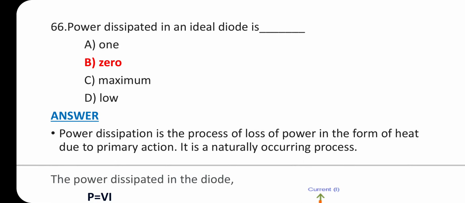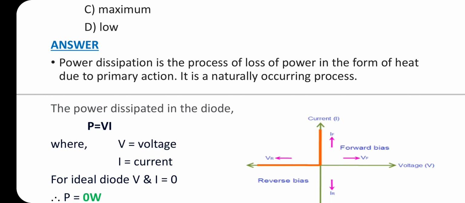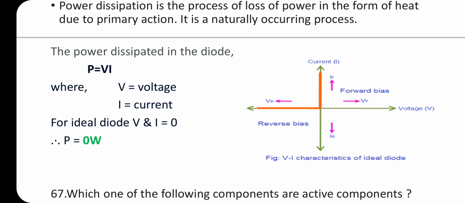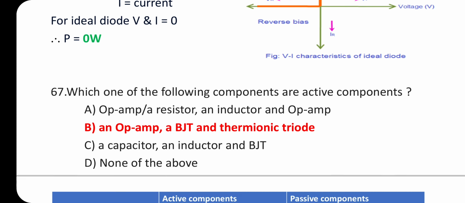66. Power dissipated in an ideal diode is, answer is option B, 0. Power dissipation is the process of loss of power in the form of heat due to primary action. It is a naturally occurring process. The power dissipated in the diode P equal to VI, where V is the voltage and I is the current. For ideal diode, the VI characteristics is shown in the figure. And therefore, for ideal diode, V and I are 0. Therefore, P equal to 0 watt.